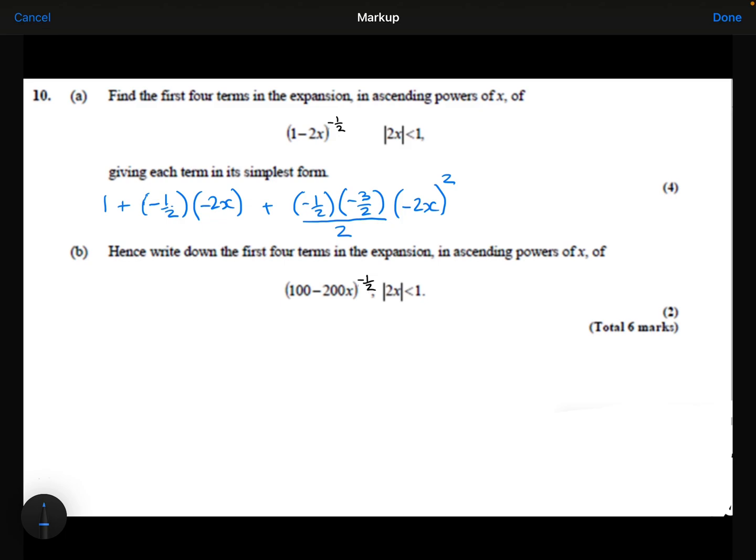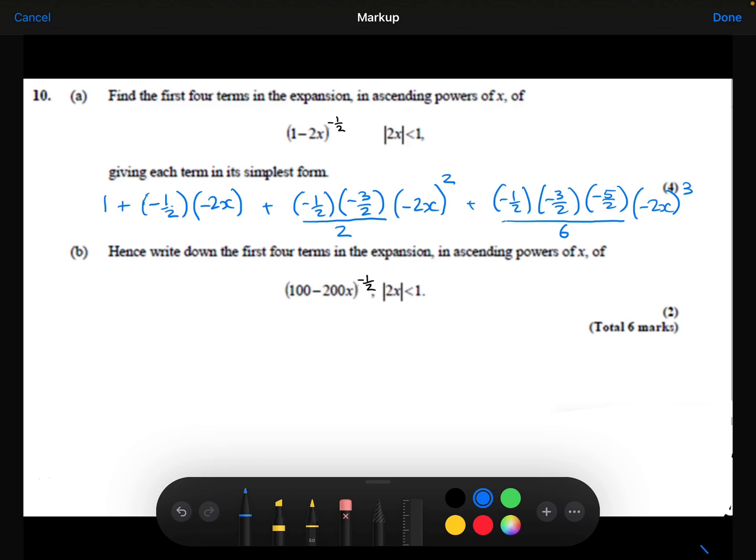And then the fourth term will be n times n minus 1 times n minus 2, all divided by 3 times 2 times 1, which is 6, multiplied by the x cubed. We then need to simplify each of those terms.